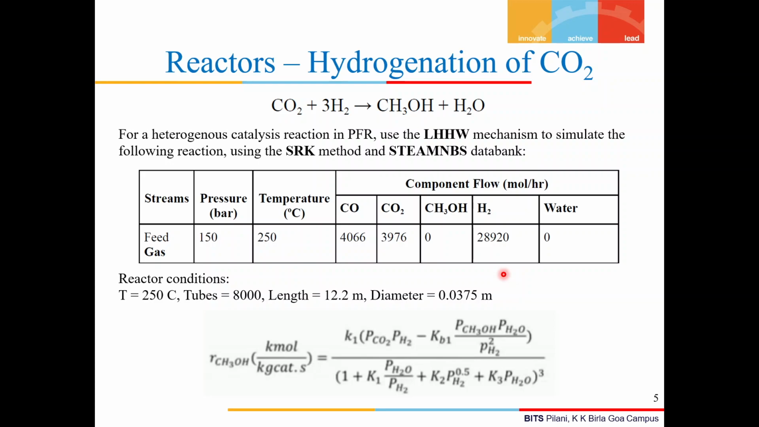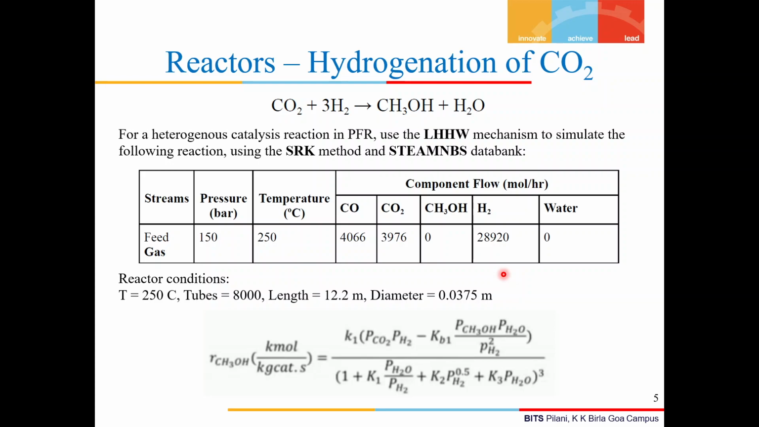So today in this next ASPEN Plus tutorial, we'll be working on reactors. Previously we have worked on PFR and CSTR. So in this case we'll be working on PFR with heterogeneous catalyst, and it is hydrogenation of CO2. If you haven't watched my previous tutorials, I highly recommend you to go and watch them and then come back to this. I'll put that playlist in the i button near here. You can go and check it out.